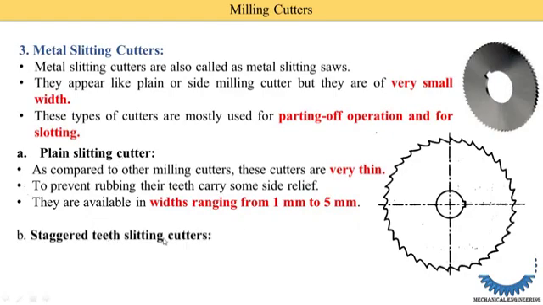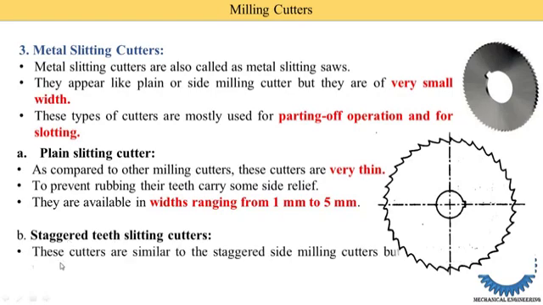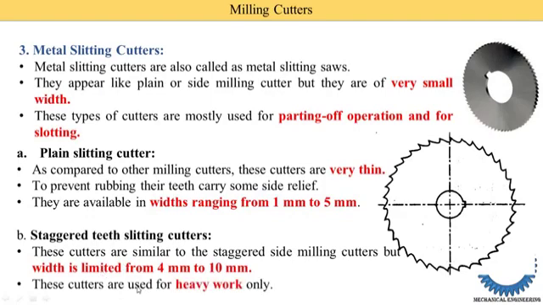Second is the stagger teeth slitting cutter. As we studied in side milling cutters, one type is the stagger type. Similarly here the cutting edge is provided on alternate teeth. These cutters are similar to stagger side milling cutters, but the width is limited to 4 mm to 10 mm. These cutters are used for heavy work only.